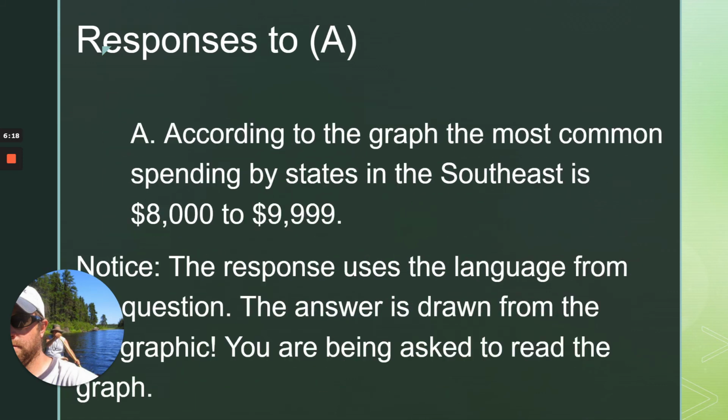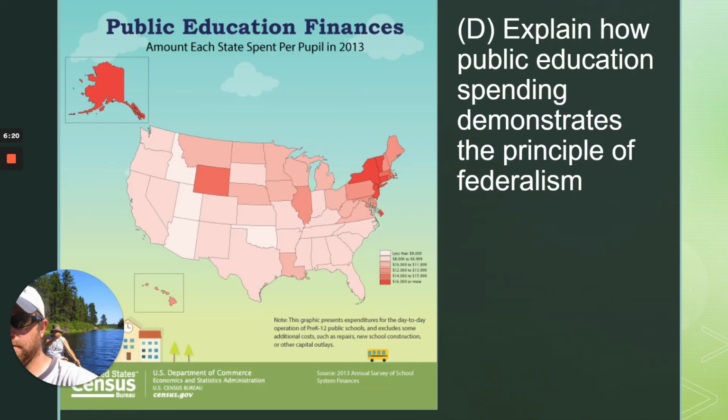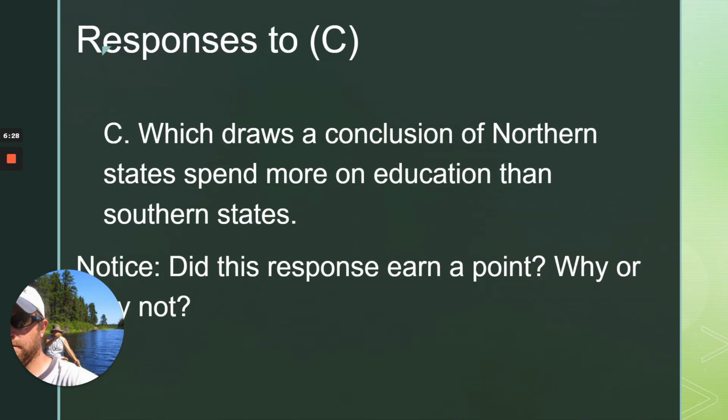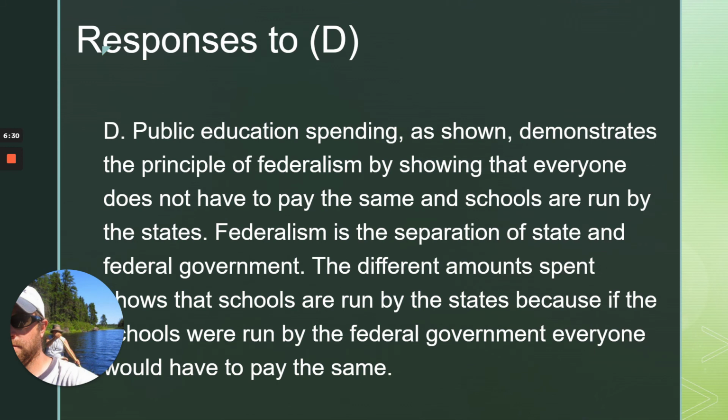Okay, so the last point you were asked to explain how public education spending demonstrates the principle of federalism. The very first thing you want to do is define federalism, because that's what they want to know. They want to be able to ascertain: do you understand federalism, and then, do you understand how it's reflected in this data? So the first thing you have to do is define federalism.